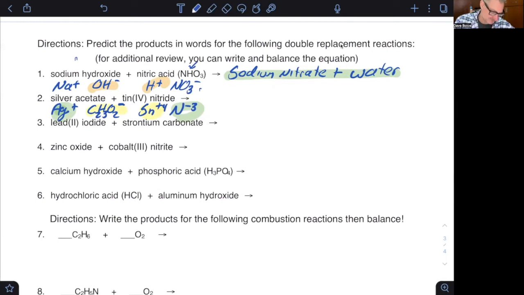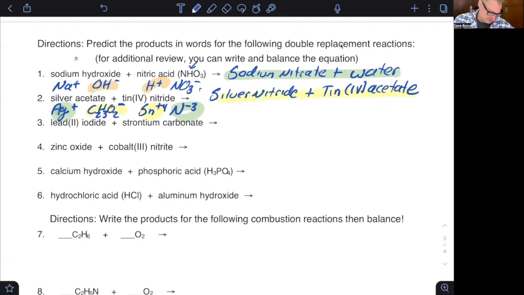But in words, I can just say silver nitride plus tin IV, very important, otherwise you won't know how to put it together, acetate. Okay, and there's our answer.